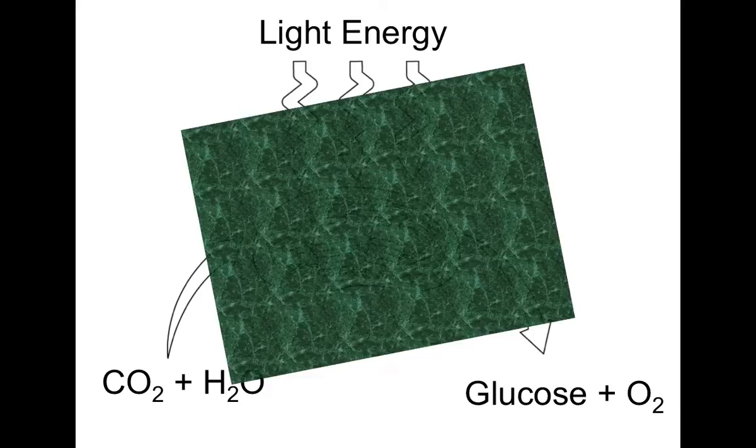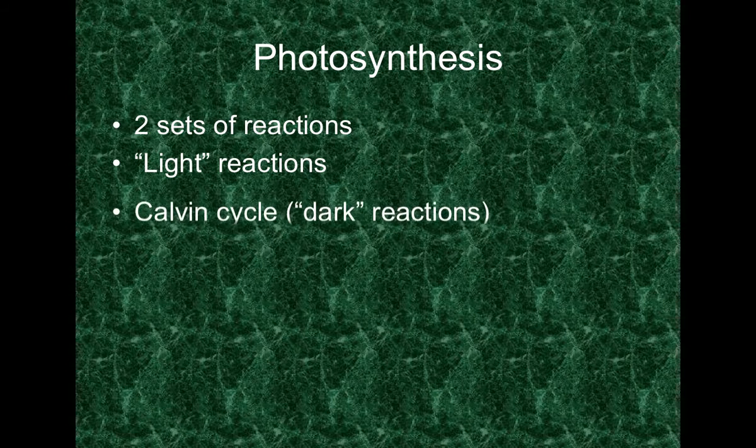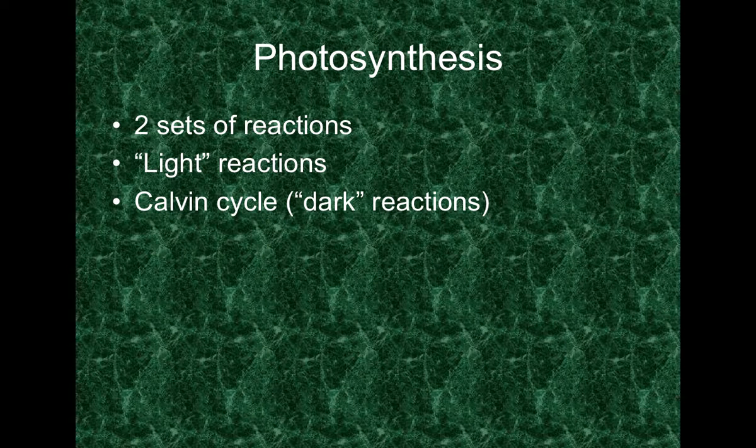So with photosynthesis, we have two sets of reactions. The first grouping of them is called the light reactions, sometimes called the photosystem reactions because they deal with light. And then we have the Calvin cycle, which is sometimes called the dark reactions. Now don't let this confuse you. The Calvin cycle can take place in the presence of light. It just doesn't require light in order to take place.